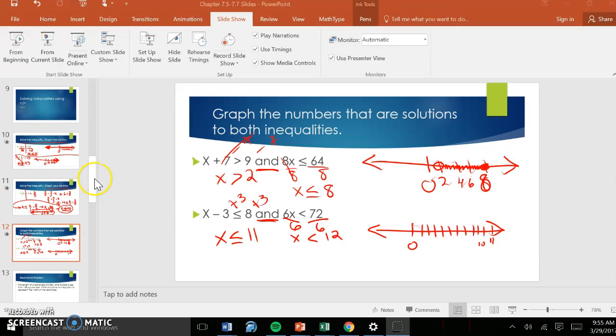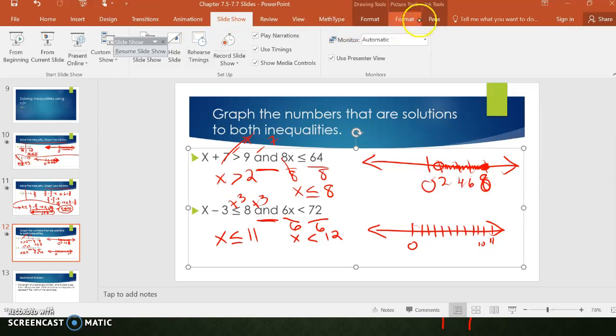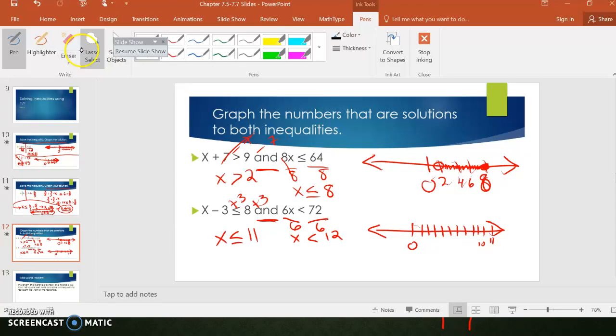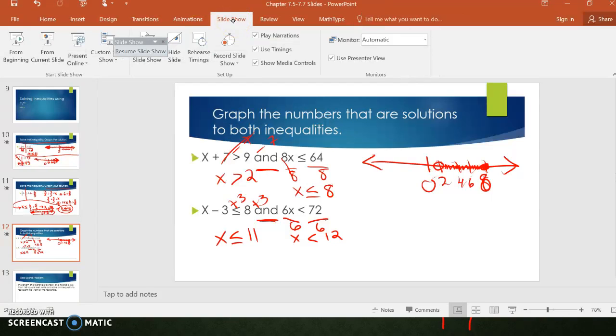I'm going to change this, so I need to get rid of it. Sorry, I want to erase. Oh, I'm not drawing it. Erase it, so I can start over. Okay. Alright.